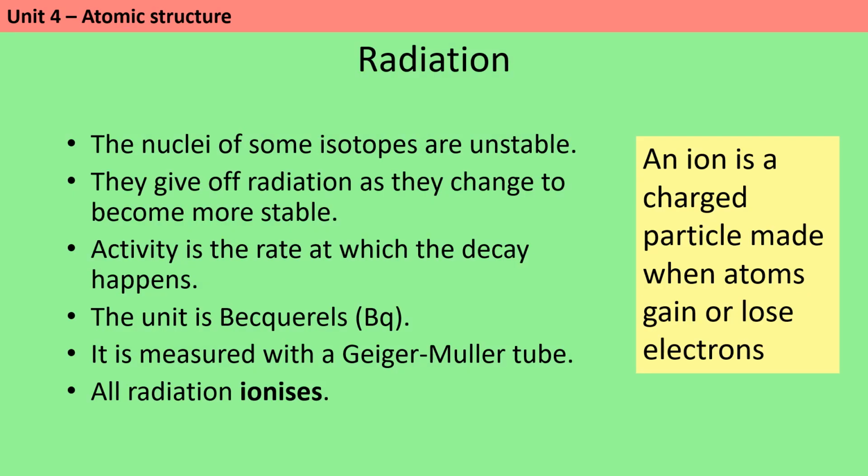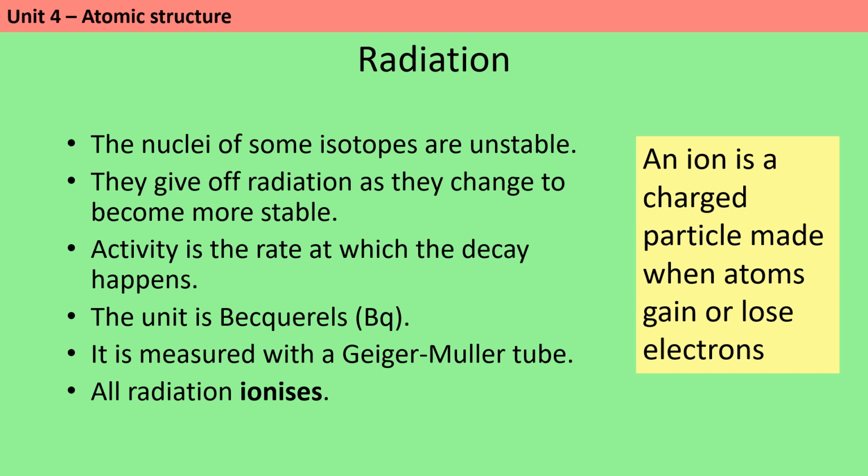And then the final topic for physics paper 1 is the atomic structure and radiation topic. So we start off with this idea of isotopes. So these are different versions of an atom that have the same number of protons, different numbers of neutrons. And some of them are unstable. And so they give off radiation as they change to a form where they're more stable, and this may involve them turning into a completely different element.